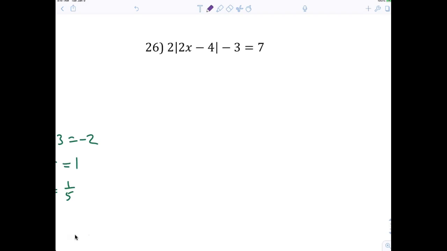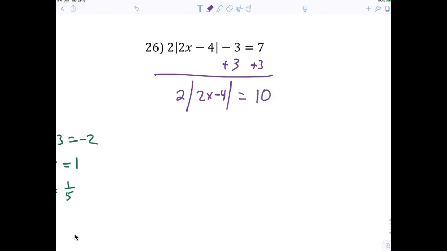What are we talking about here? We isolate. This is multiplication. This is subtraction. How do I undo subtraction? Addition. Thank you. So we have to add 3 first. It was a combination of the last 2 problems. So now I have 2 times the absolute value of 2x minus 4 equals 7 plus 3. She needs practice with her mental math.